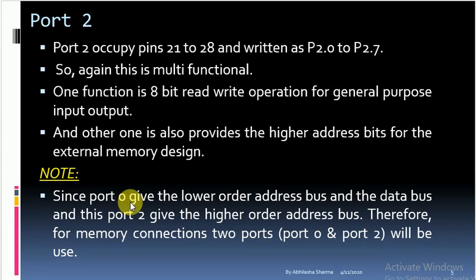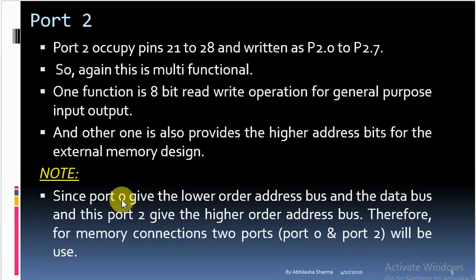Since port 0 gives the lower order address bus and the data bus, and port 2 gives the higher order address bus. Basically the address bus is a 16-bit address bus. So the lower order is provided by port 0 and the higher order is provided by port 2. But what happens in the case of 8051? It is an 8-bit port. So how many bits are required for the data? It requires only 8 bits.